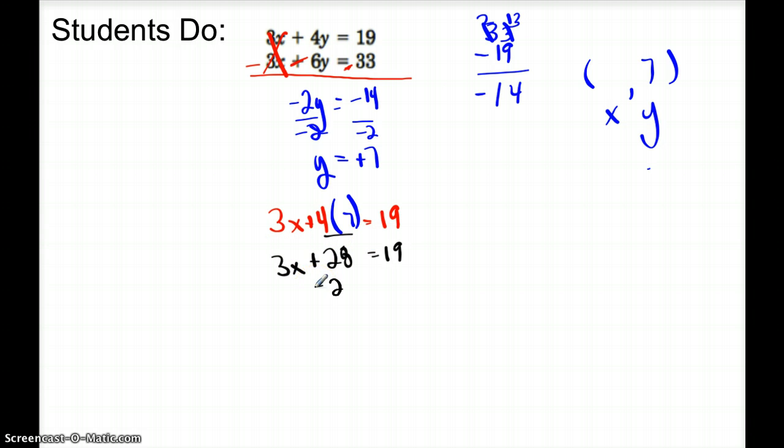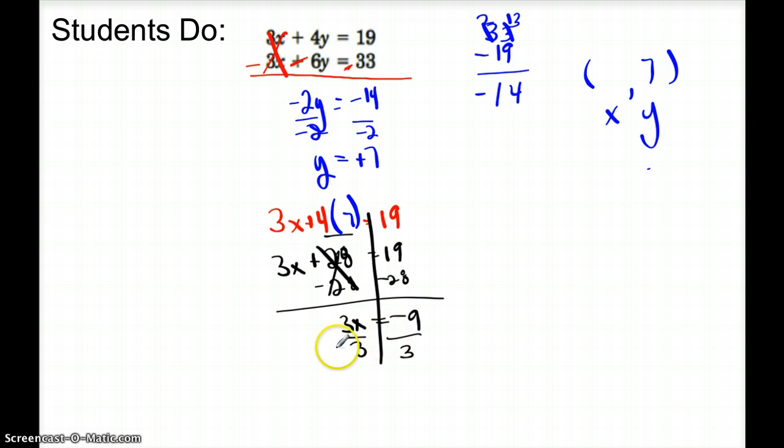And I'll subtract 28 from both sides. What I'm doing now is, again, solving this equation. I want the variable by itself. 3x equals negative 9. Divide by 3 and divide by 3. X equals negative 3. Now, a good way to check if you got this right is to, again, check everything.